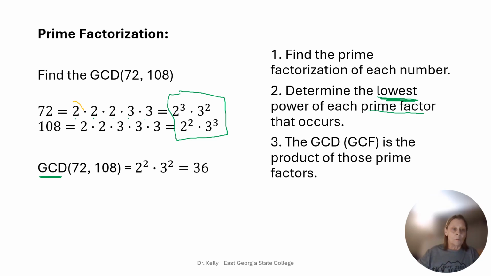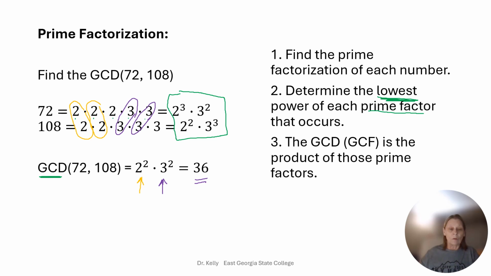or if you have a student that's having some difficulty, you can look at it by circling up groups. So we have 2 groups of 2, and we have 2 groups of 3, that are common in both. And in that way we can see that the GCD is 36.